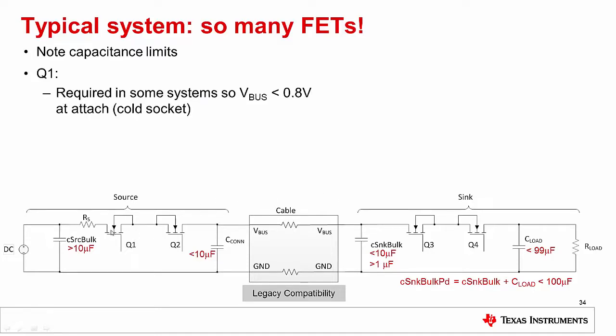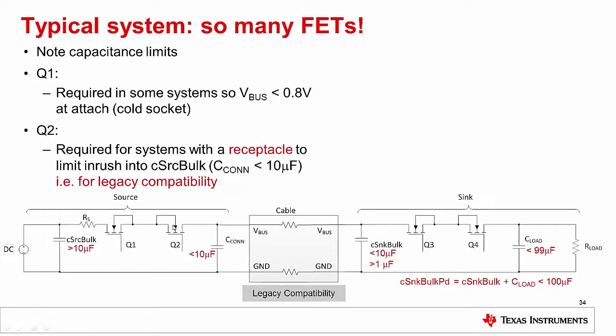On the source side, let's look at the Q1 switch. The reason it's required in many systems is because you need to have a cold socket. So that's the way, in this illustration, VBus can be turned off, by turning the Q1 switch off. The Q2 switch is there to prevent inrush current into the bulk capacitance here. Again, that's for legacy compatibility. And then I'm showing a sense resistor here just to illustrate that the source has some way to either limit current or do overcurrent protection in case there's a short on the VBus.